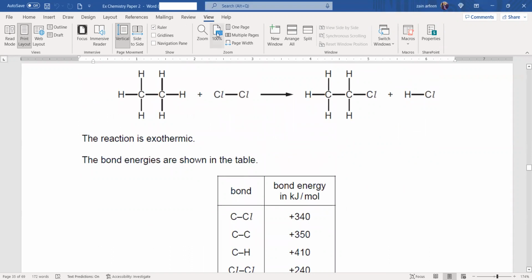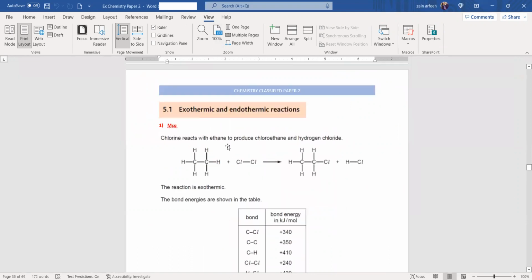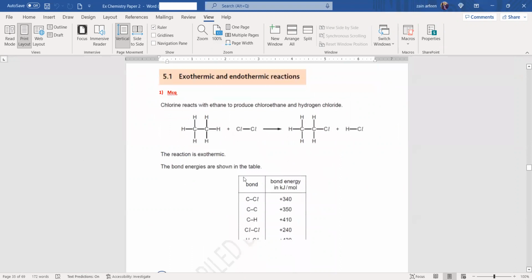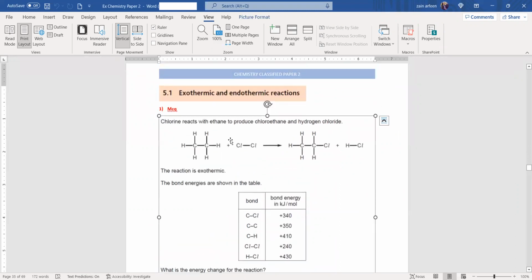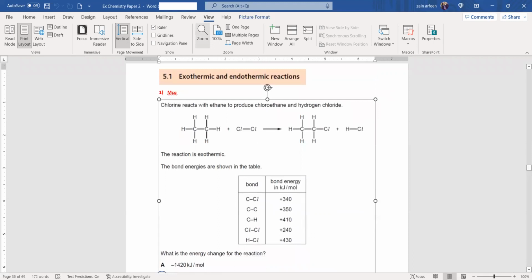You have to use these bond energies, the table which is given to you. The reactant side is the bond breaking side and the product side is the bond forming side. So first, the bond breaking side. You will identify the types of bonds. Here they already show in the question what kind of bonds you are breaking, so you just identify the number.